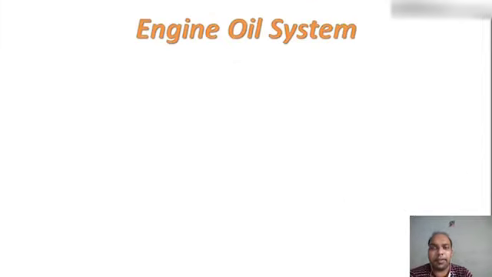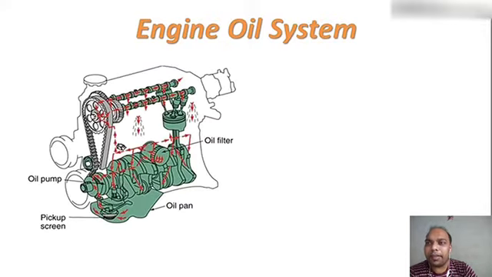Next is the engine oil system. How does the oil system work in the engine? You can see the oil pump is situated here. Next is a pickup screen, the oil pan, and next is the oil filter. Now, the oil filter is the most important because it has to filter each and every drop of the oil that is running in the engine assembly, or the engine system, you can say.